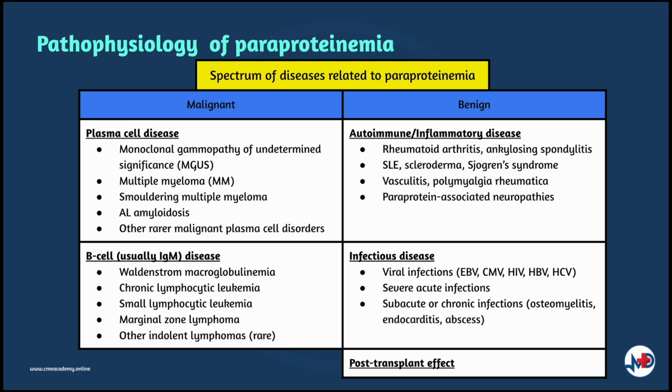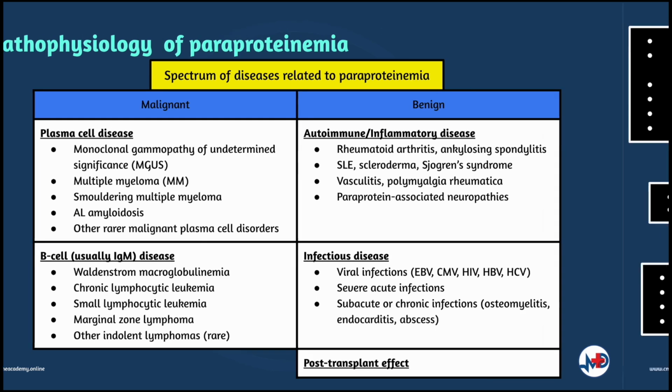Here is the spectrum of diseases related to paraproteinemias. We have the malignant component and the benign component. Under the malignant component, there are plasma cell diseases and B cell, usually IgM, diseases. However, under the benign component, we have autoimmune or inflammatory diseases, infectious diseases, as well as post-transplant effect.